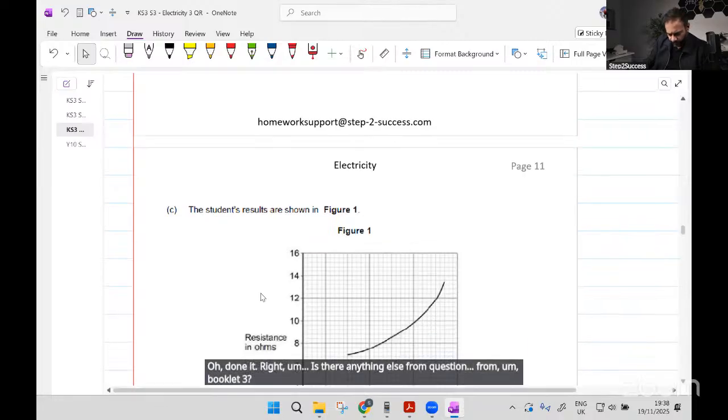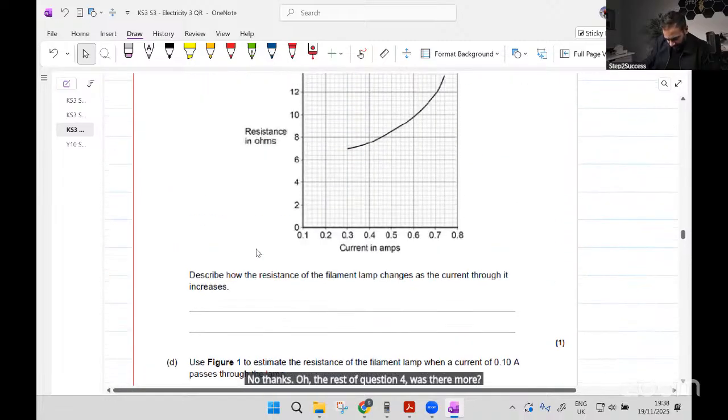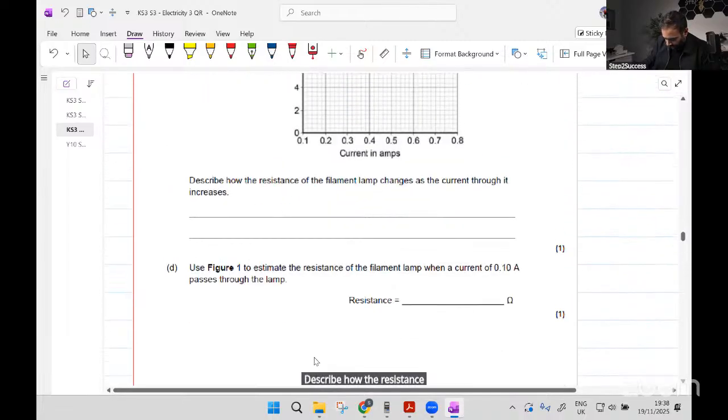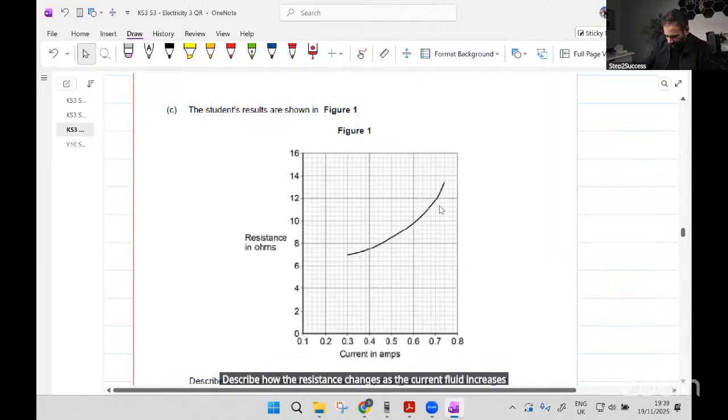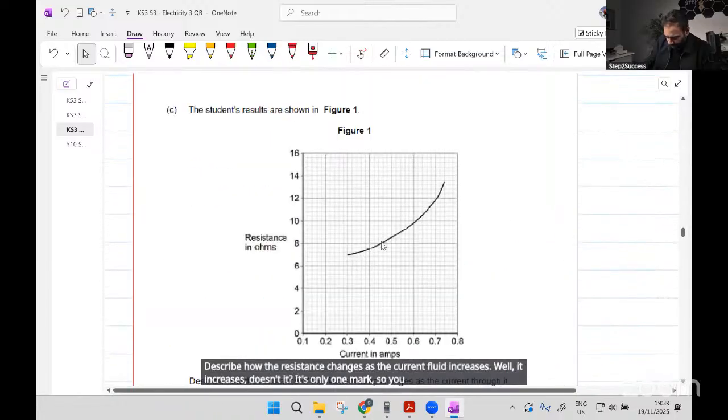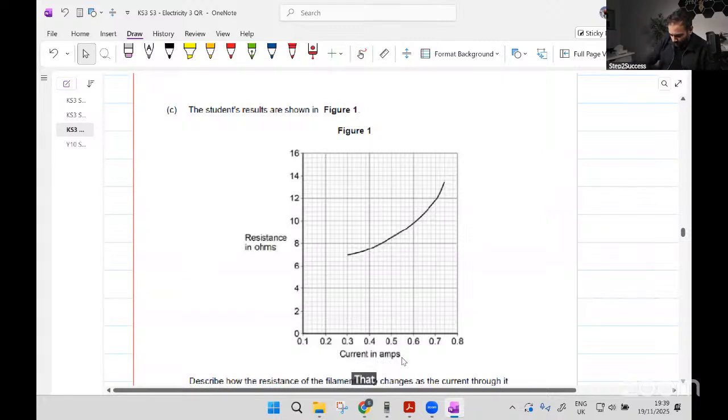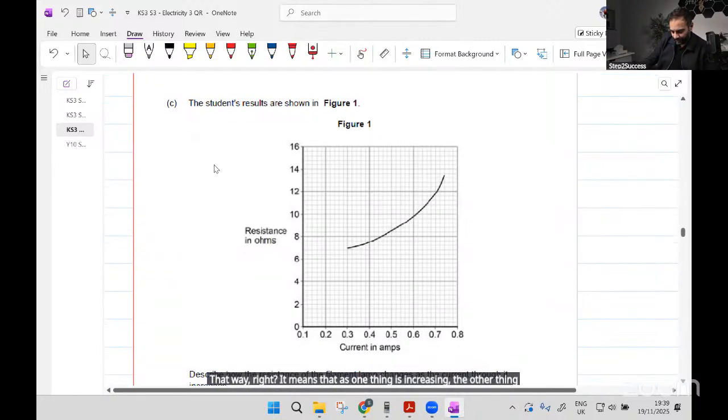Don't think so. Oh, the rest of question 4. Describe how the resistance changes as the current through it increases. Well, it increases, doesn't it? It's only one mark. So you can see that if the graph is sloping that way, it means that as one thing is increasing, the other thing is increasing. And I think that's it.